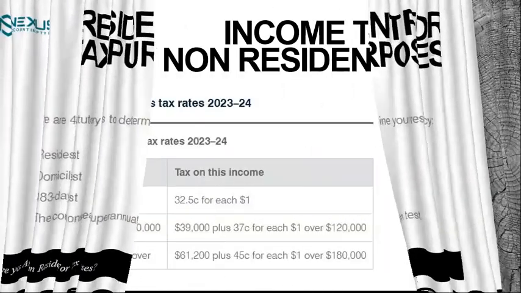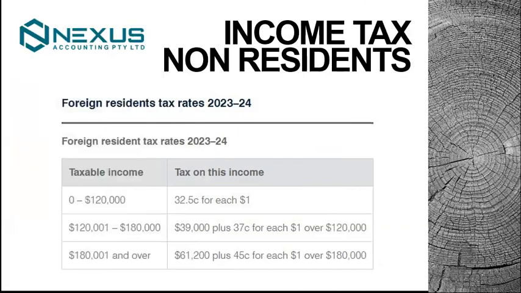And of course, if you are a non-resident, then your individual income tax rates are very, very different. As you can see from the table displayed on the screen, you will be paying 32.5 cents for every dollar, starting from the very first dollar you earn. So from 0 to 120,000, 32.5% tax payable on your individual income, and obviously further brackets as displayed on the screen. So there you go, a very brief and very basic overview of individual income tax rates for 23-24.